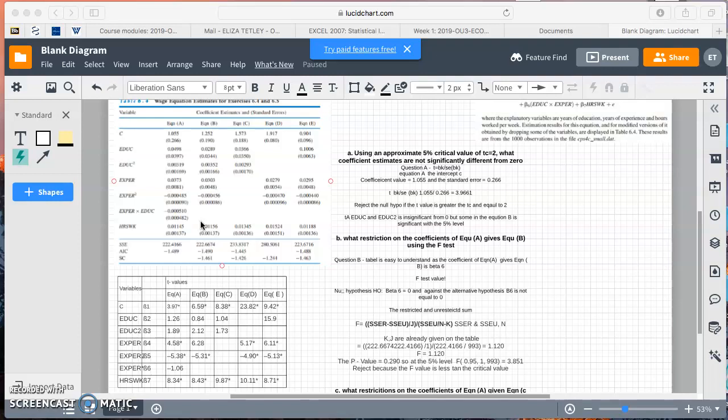The restricted and unrestricted sum of squares is calculated as follows, just down here. And the F value test comes out with 1.120 given the values just there based on that equation.